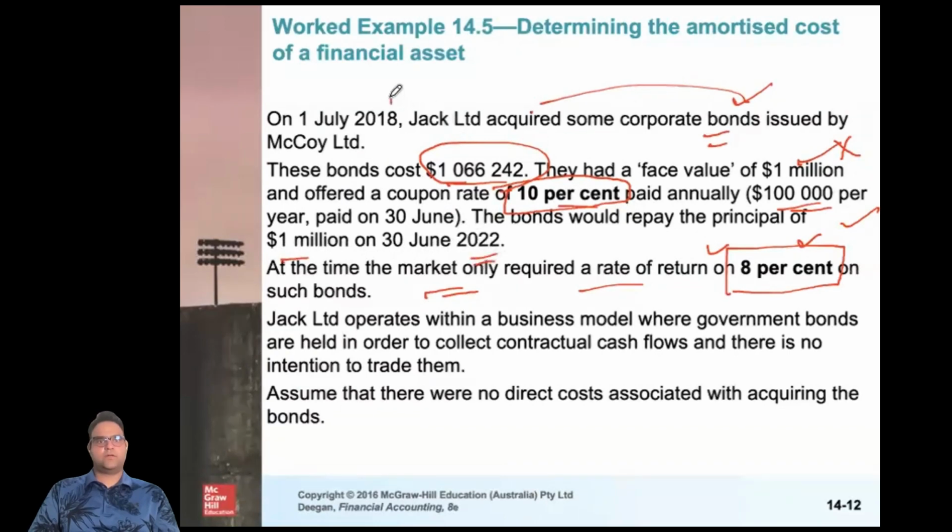So they start the contract in 2018. After 4 years, they're going to pay 1 million. But for the time being, the cost of the share is 1.066 million. And this part is the most important.